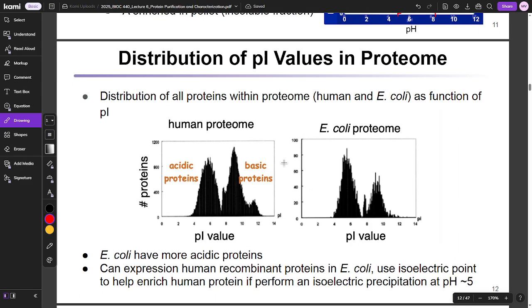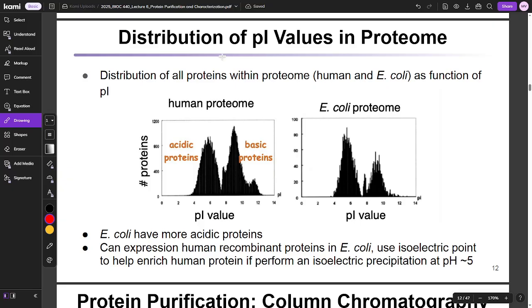This is cool, I don't really care. It's interesting that different organisms have different pIs for proteins, but they're not going to test you on this.